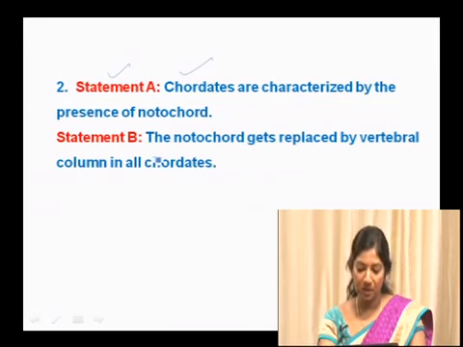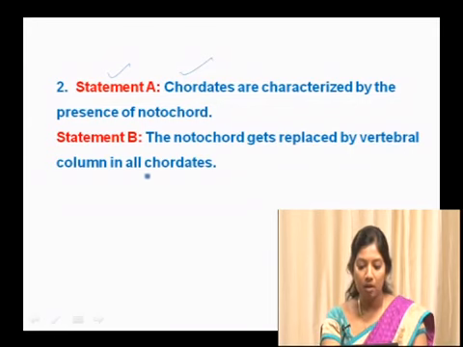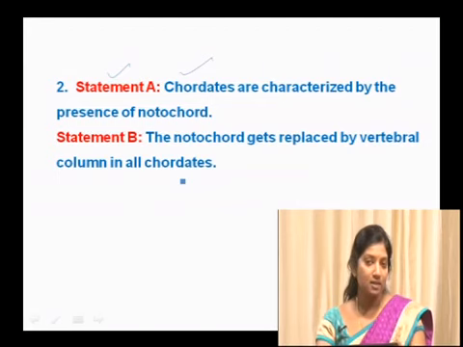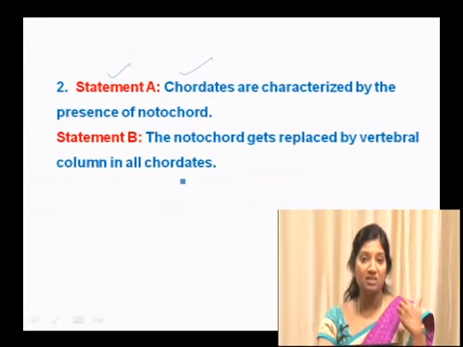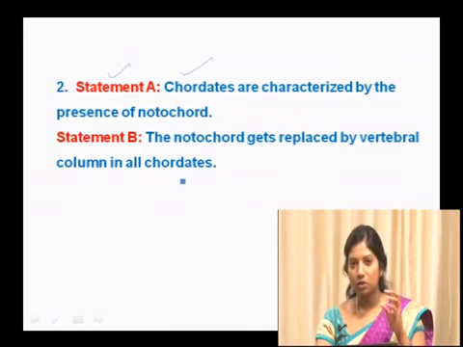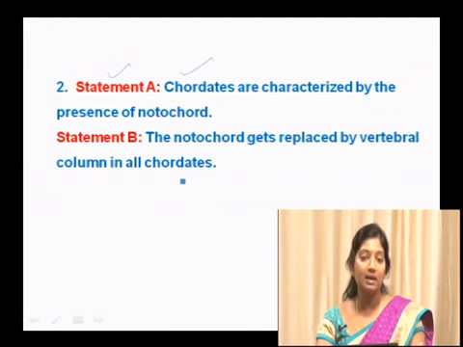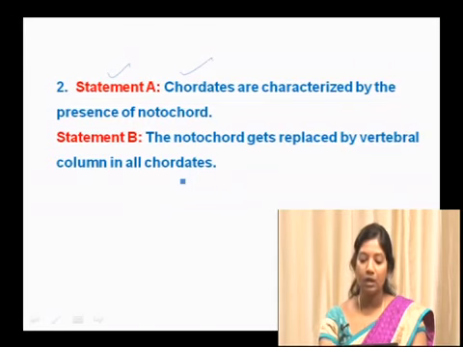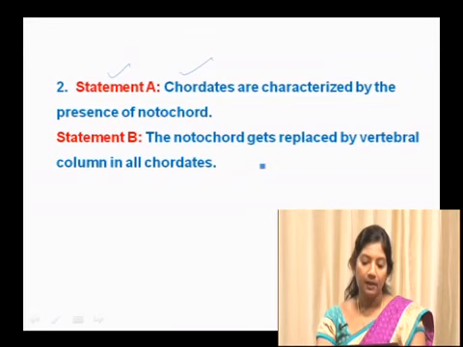So this statement is correct. Now statement B, the notochord gets replaced by vertebral column in chordates. As I always tell my students, whenever you are selecting the options, read the questions properly, because there will be minute information which we overlook and we end up selecting the wrong options. So here also there is a chance for that. We are all aware that chordates are the ones which possess notochord.